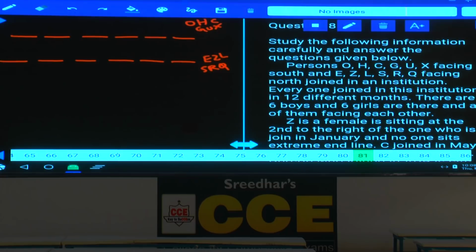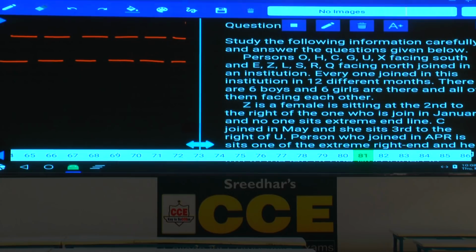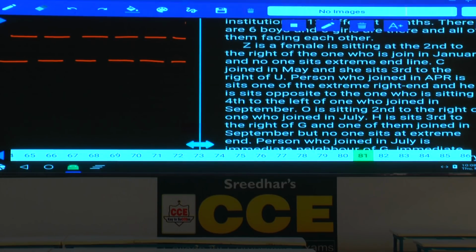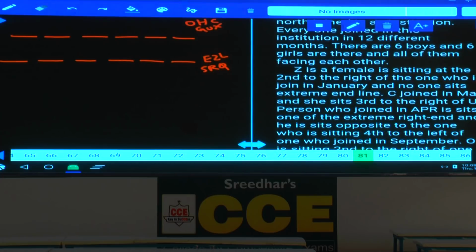And facing north joined in an institution. Everyone joined in this institution in 12 different months. There are 6 boys and 6 girls, and all of them are facing each other. Done? Now first one, Z is a female and is seated second to the right of the one who joined in January. Z a female. Now this Z should come in which one?